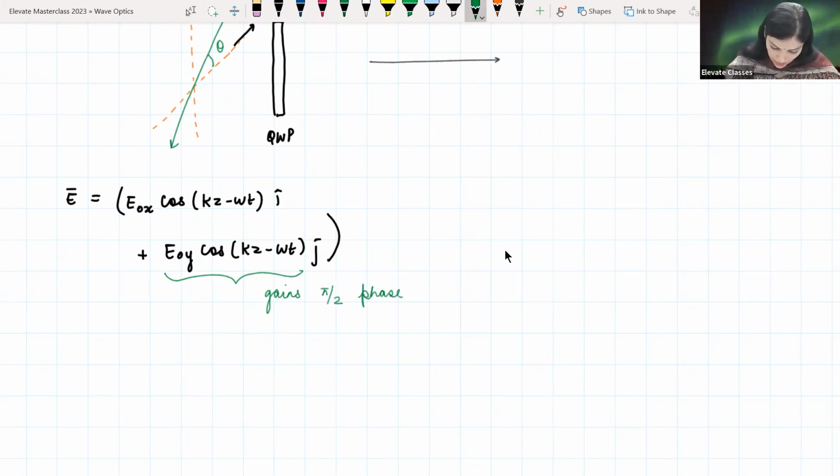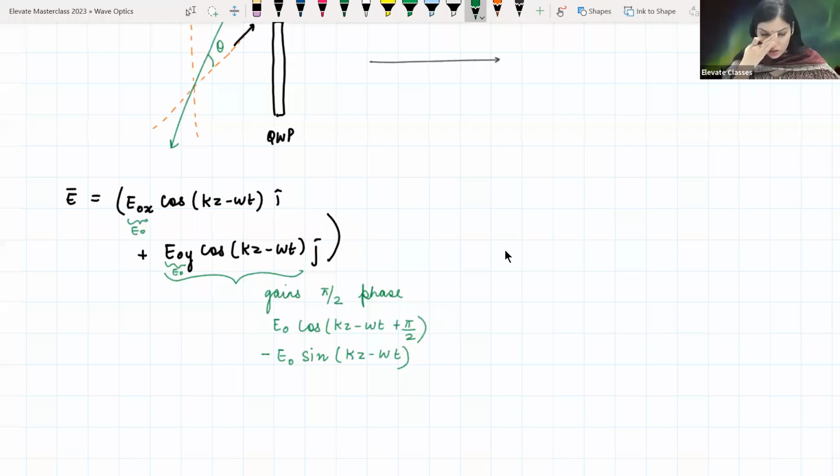Okay? So what does that mean? This is some E0, and this is E0. I am considering right now that they are the same. So this is E0 cos of kz minus omega t plus pi/2. So what will it become? With pi/2, this will become E0 sin of kz minus omega t, and a minus will come. Right? What is cos of x plus pi/2? I think it is minus sin x. So this is what I'll get.